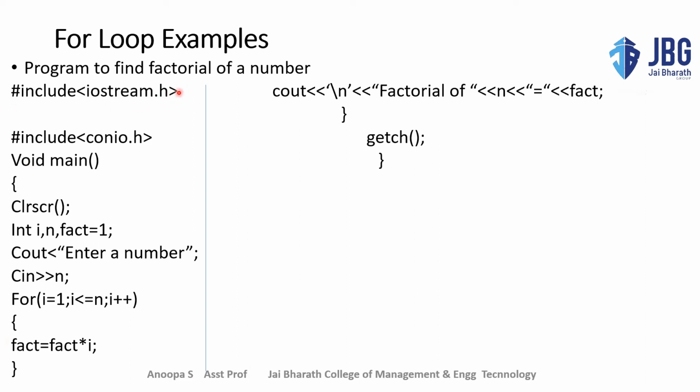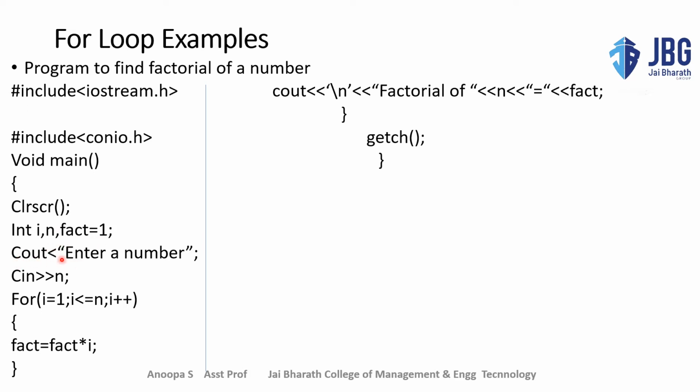I have included the header files iostream.h and conio.h. iostream.h is the header file for input output functions, and as I have used getch here, I have included conio.h. Now we are going for the main function. The first statement is clear screen, to get the output screen clear. I'm initializing three variables here. I am using i as the loop control variable, n as the count, and initializing the variable fact to 1. In this variable I am storing the factorial value, so I am initializing it to 1.